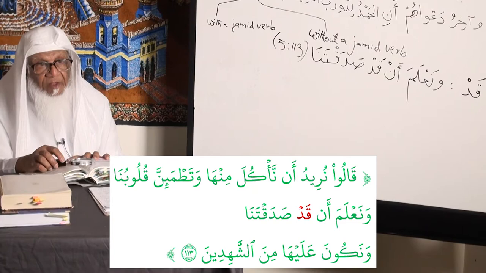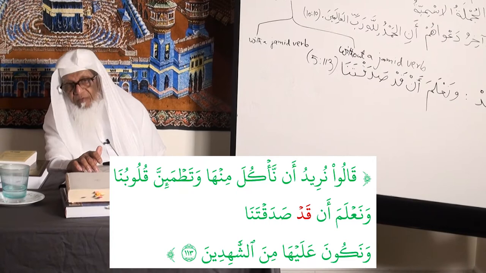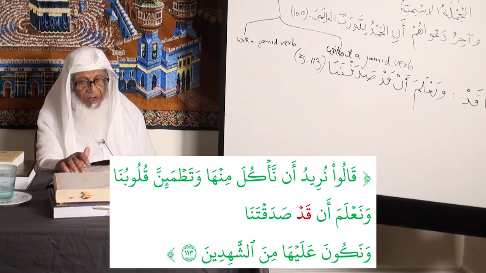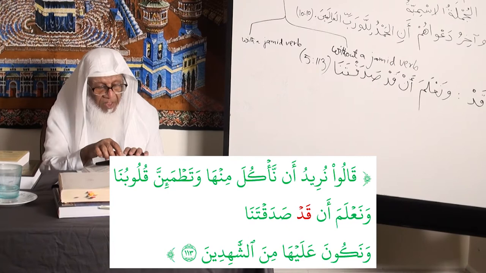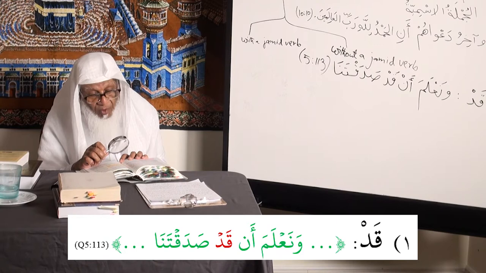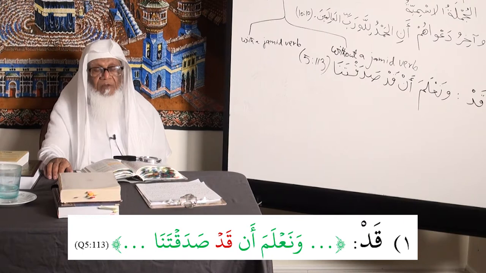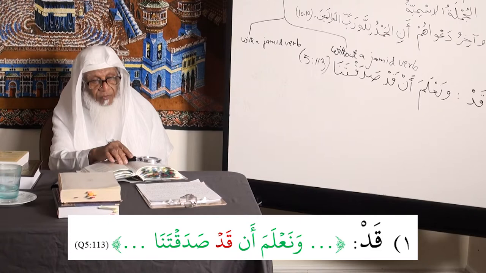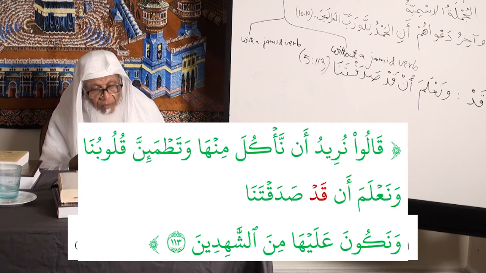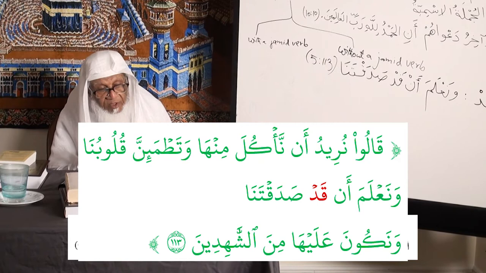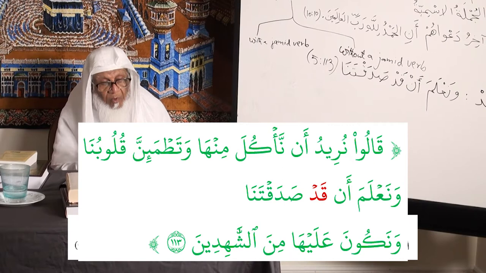وَتَطْمَئِنَّ قُلُوبُنَا, and that our hearts find rest. When we see it, we know that Allah has been kind to us and has sent down the table, and your prayers have been answered, so our hearts find rest. وَنَعْلَمَ, and we know, أَنْ قَدْ صَدَقْتَنَا, that you have told us the truth. You said, I'll bring down the table. So when it comes, we know that you have told us the truth. وَنَعْلَمَ is ma'atuf of نُرِيدُ أَن نَأْكُلَ وَتَطْمَئِنَّ قُلُوبُنَا وَنَعْلَمَ أَن قَدْ صَدَقْتَنَا وَنَكُونَ عَلَيْهَا مِنَ الشَّاهِدِينَ, and we will be witnesses for it.